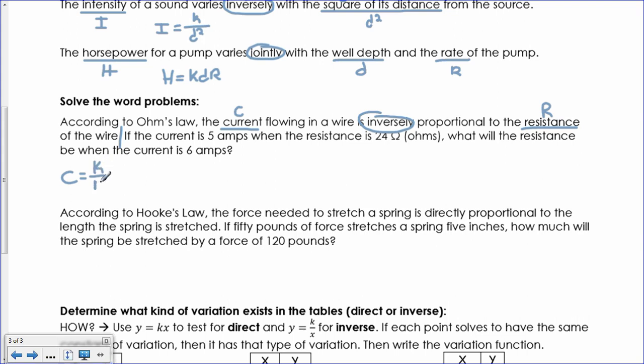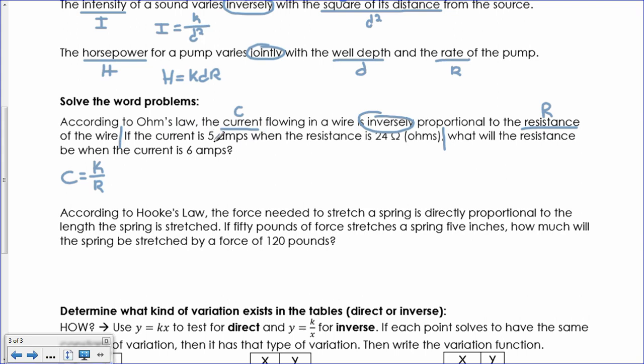Because remember, this is inverse variation, so it's going to be division. All right, so that's what I have so far. Let's keep going. If the current is 5 amps when the resistance is 24 ohms, they gave me C and they gave me R. Again, remember the next thing you do is find K.